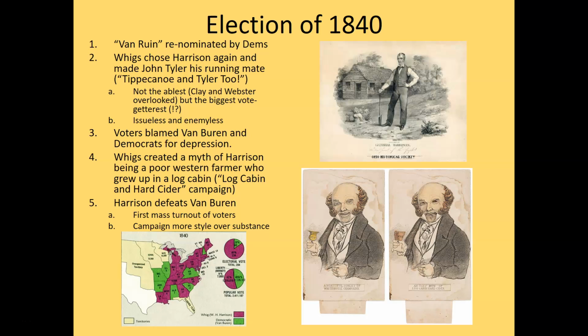They run a great campaign. The Whigs sort of invent this myth that Harrison grew up in a log cabin, became this great Indian fighter. At many of his campaign events, there was a lot of hard cider that was served, and Harrison defeats Van Buren. And the Jacksonian era technically is over in 1840. All right, we'll stop there.